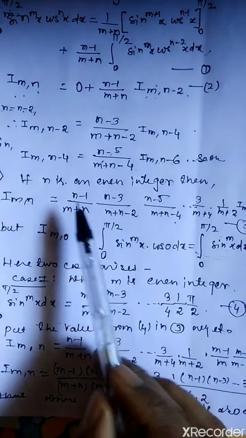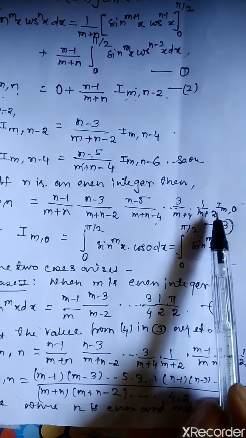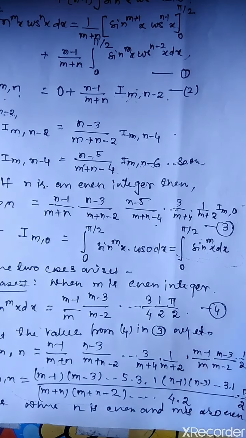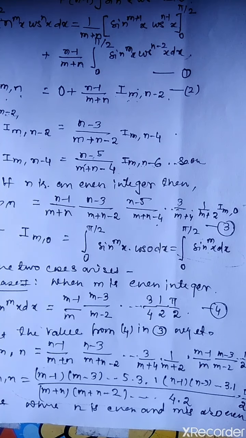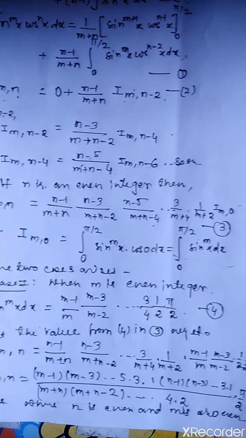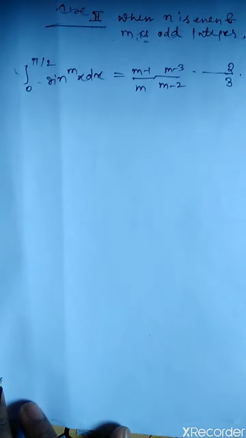In this equation, here we will be putting this value. Here I_m,0 is there, but here we are left with I_m,1, and that's why we have to find the value of I_m,1. So what is this I_m,1? Let us write this value here.